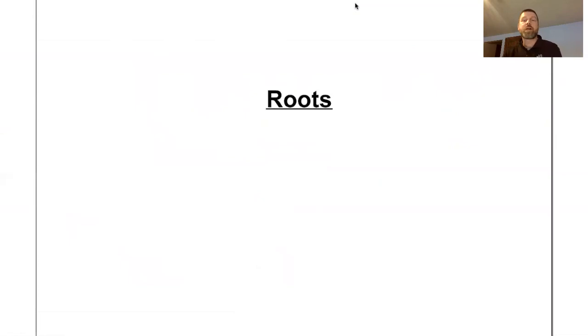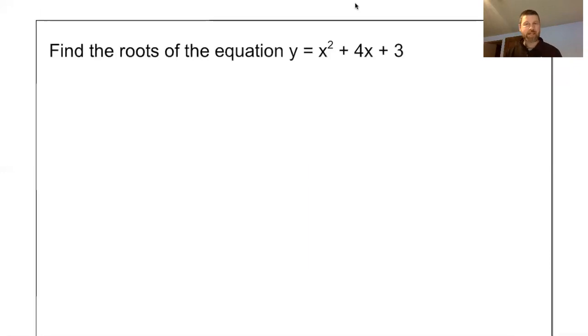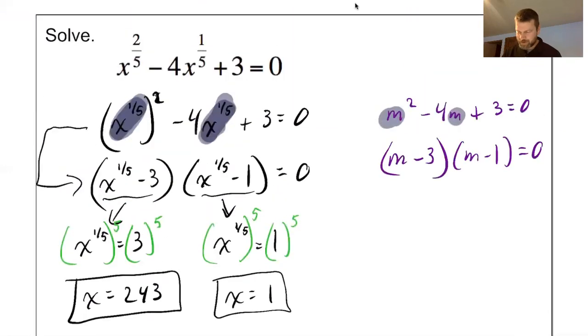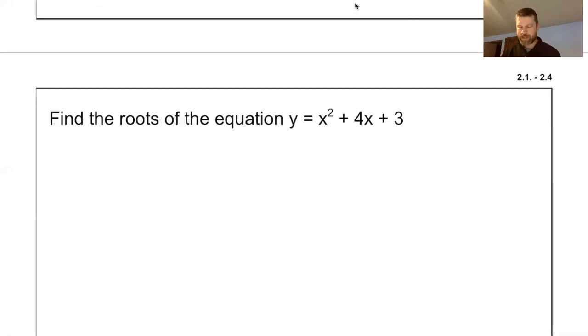Roots. When we talk about roots of an equation, roots, x-intercepts, zeros, those are all essentially names for the same things. Roots of an equation are what you could plug in to make the equation equal to 0. So if I gave you a problem like that, in fact, was this similar to the other one? Almost exact. Instead of a minus, it's a plus.